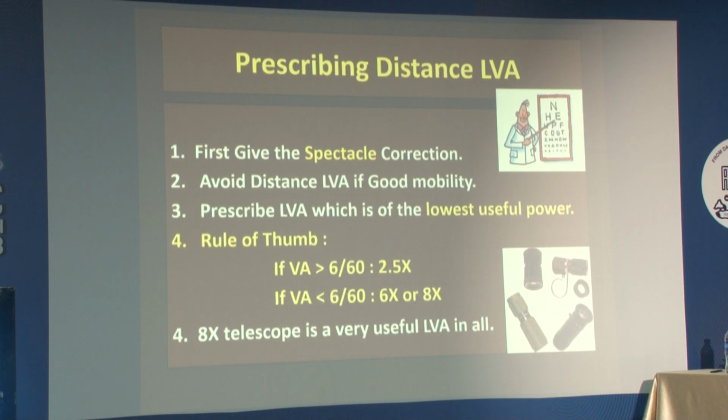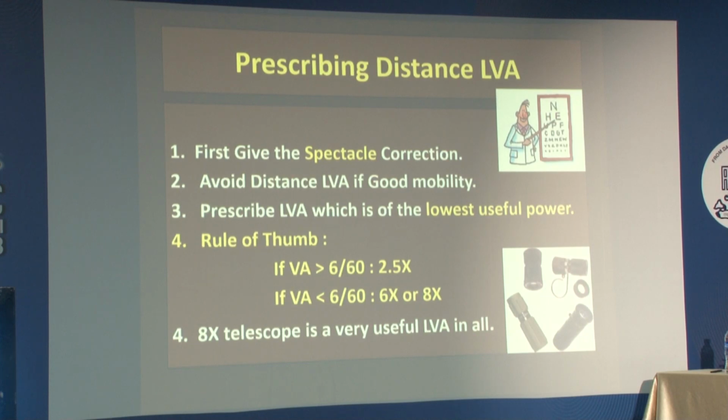The first and foremost thing you need to do is to give a spectacle correction, because as Dr. Devanshi has mentioned, once you give a spectacle correction, it increases the sharpness of the retinal image, which is very, very important. And in 10% of patients, it will improve the visual acuity too. The second thing to remember is that you avoid a distant telescope if the mobility is good. If the patient has vision like 5/60 and he's navigating properly in the home or outside on the streets, you don't want to encumber him with a telescope. So remember that if the mobility is good, avoid giving him a telescope.